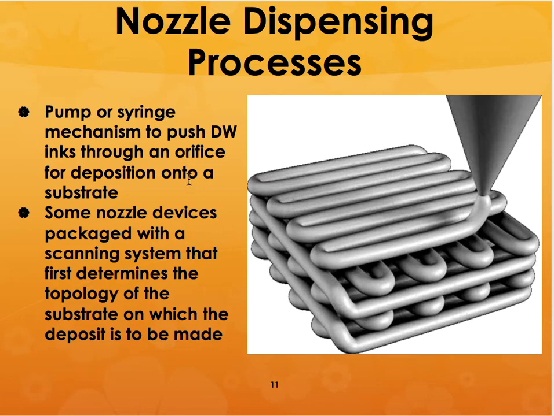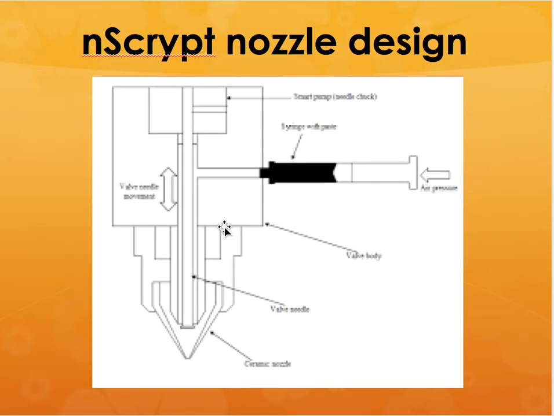So there are many different mechanisms. There are a couple of different mechanisms to push that ink through an orifice. So you can package them with a scanning system that will first determine the topology of the surface on which to deposit that, and then it goes and deposits that material. For example, if you have a curvature, it will first determine that so that your nozzle can move up and down according to the layer on which it is being deposited.